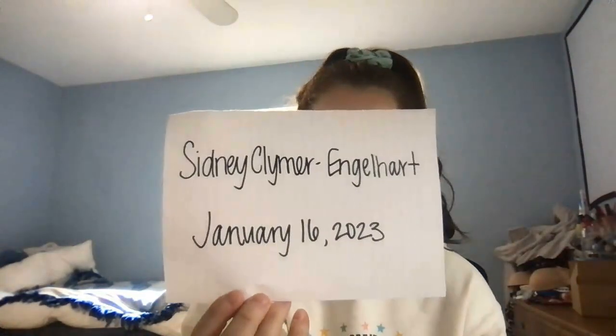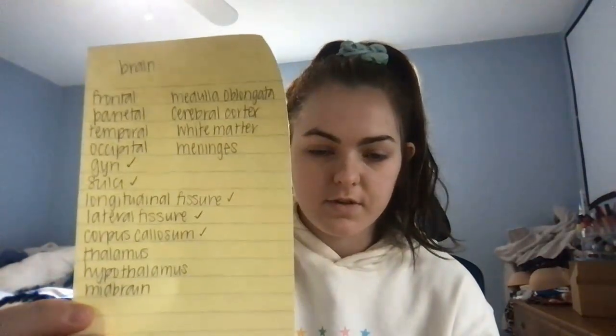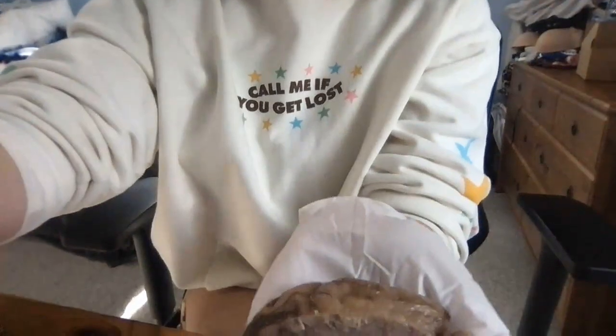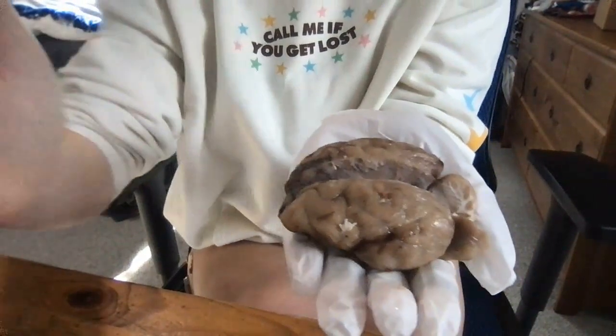It is January 16th, 2023, and I will be talking about the different anatomical structures of the brain today. My notes here are all the different structures that I will be talking to you about today. The first four I want to talk about are the four different lobes that are located up in the brain. Here's a better view of that.